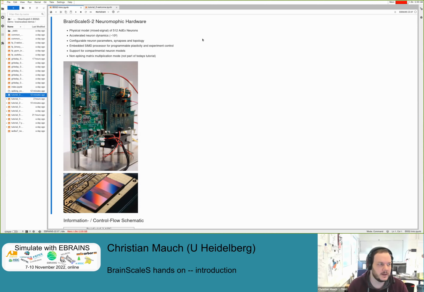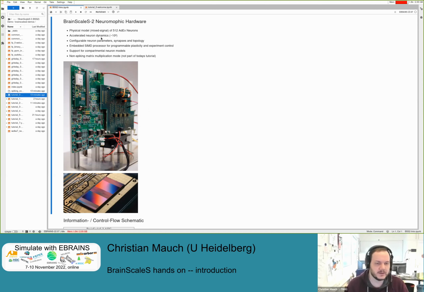Today you will get an introduction of the hardware itself and the system and how you can execute simple experiments on that. First, I will just give again a short introduction to the hardware and its parameters and features. So you can see below here is a photograph of the ASIC, which represents a physical model of 512 AdEx neurons, which are running in analog, and communication is digital, so mixed signal.